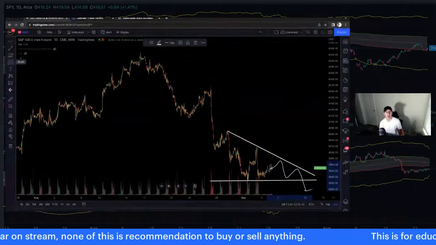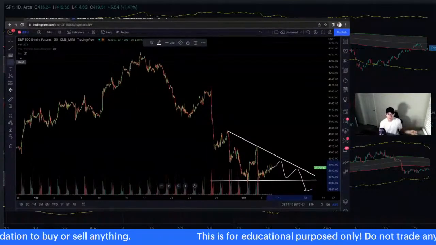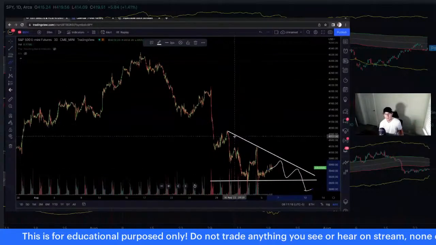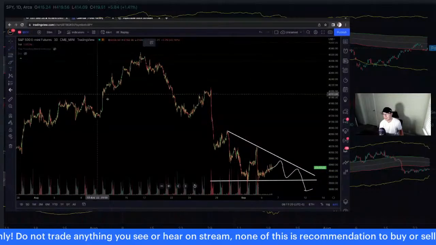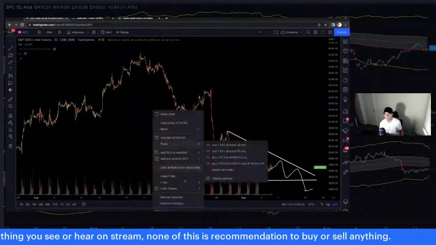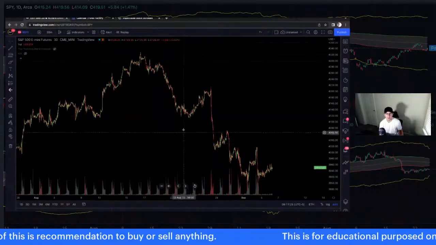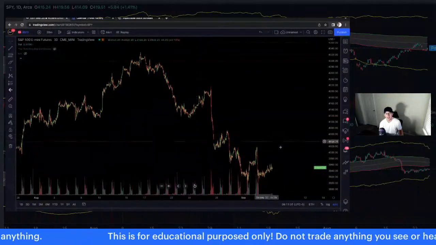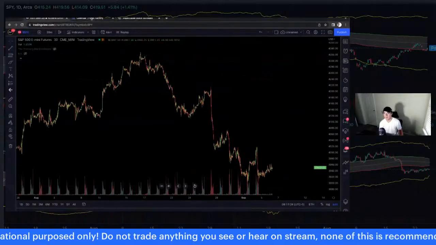So we have a bullish assumption of a double bottom. We have a bearish assumption of a triangle breakout to the downside, and then a neutral assumption, which should be nothing happens. If nothing happens, what we're really looking at is a range between this level and this level, and it just stays trading in that range with no clear breakout either way. That would be a very neutral outcome. So that's what you're watching.